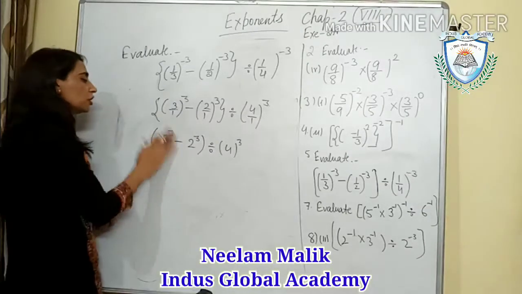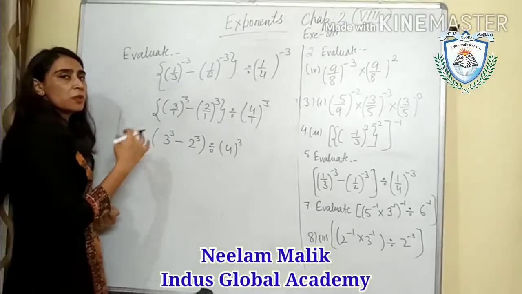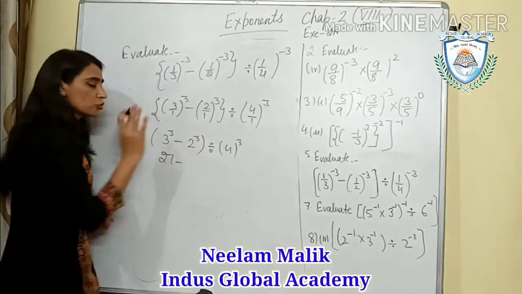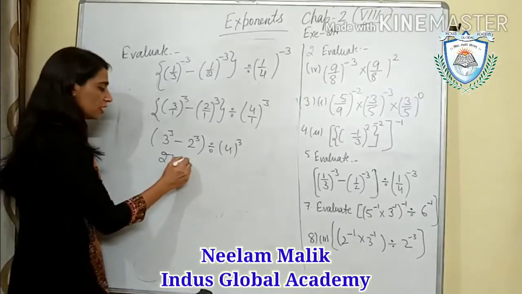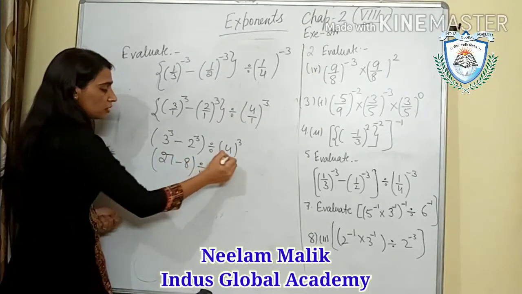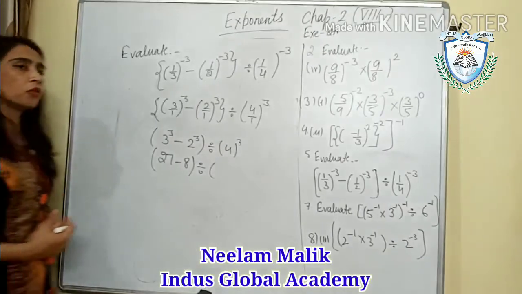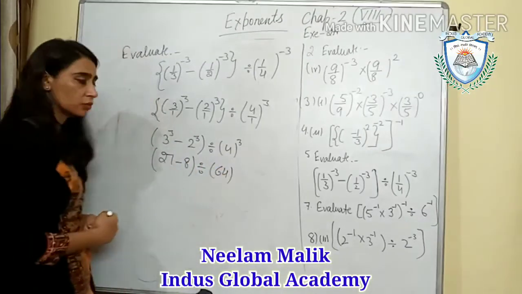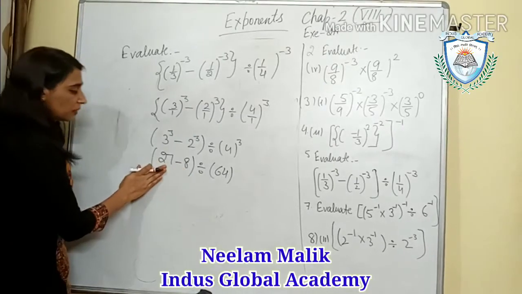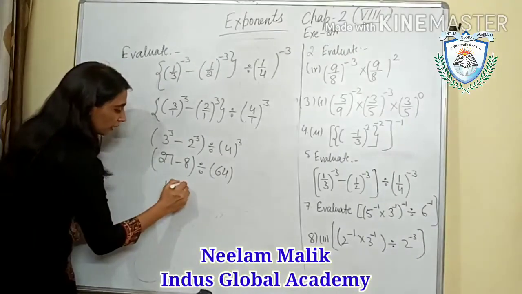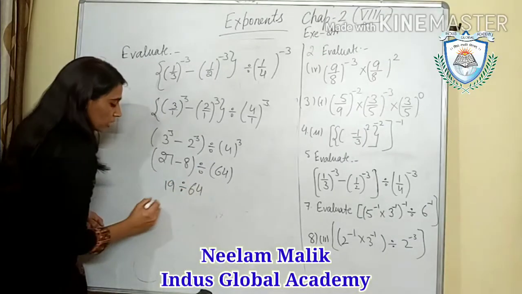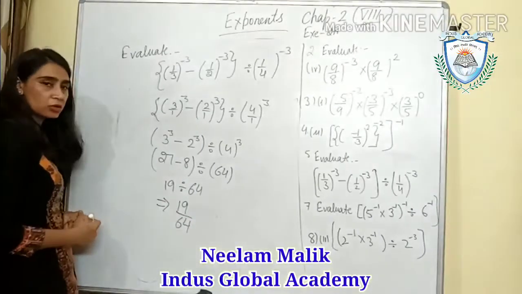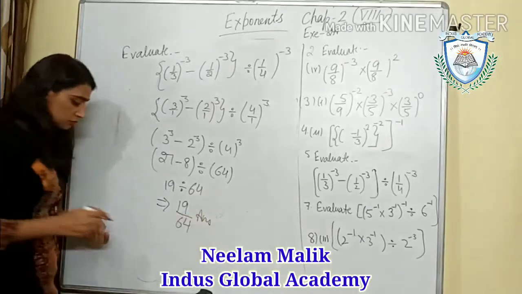So 3 raised to power 3, open this: 3 times 3, 3 3s are 9, 9 3s are 27, minus 2 raised to power 3: 2 2s are 4, 4 2s are 8, divided by, open this also, 4 4s are 16, 16 4s are 64. Here subtract this, so it will be 19 divided by 64. They are not cancelling, so this will be our answer.